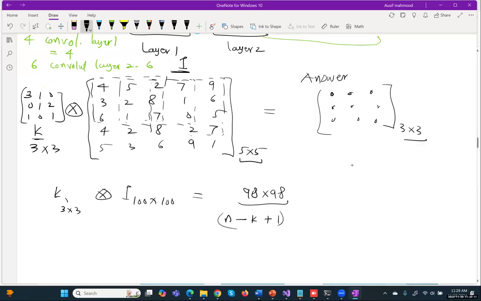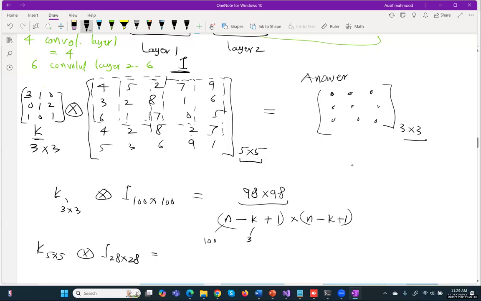Okay, and if it is a symmetric kernel, times n minus k plus 1. So if n is, let's say, 100, k is 3, you could see 100 minus 3 plus 1, right? Similarly, let's say you have k is 5 by 5. Your image is, let's say, 28 by 28.